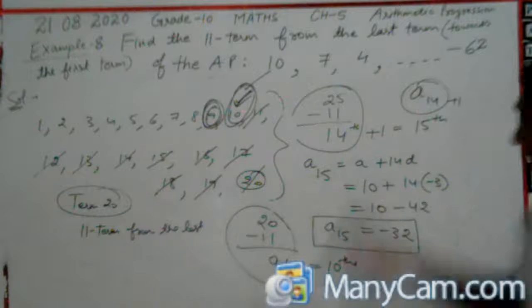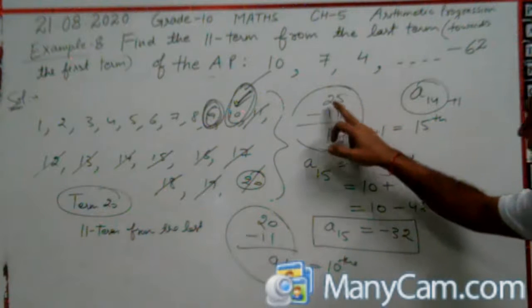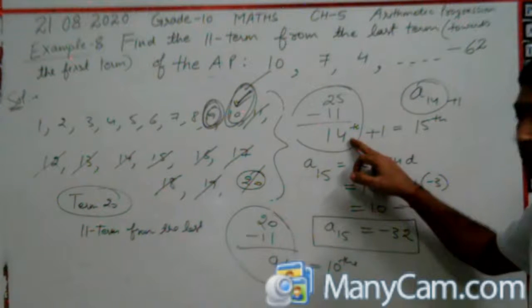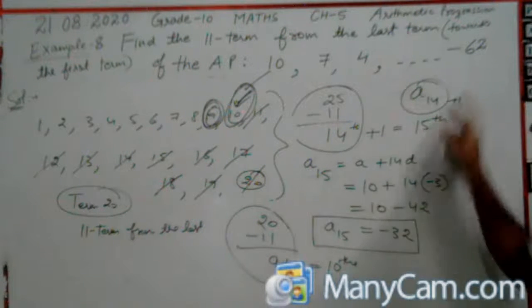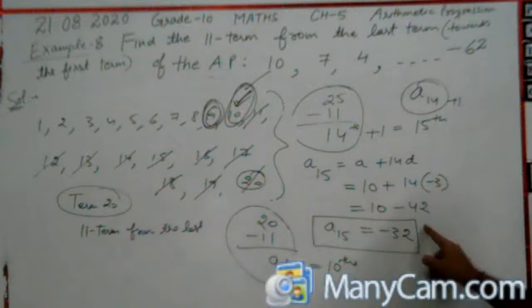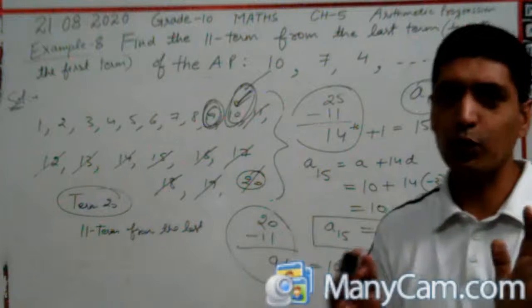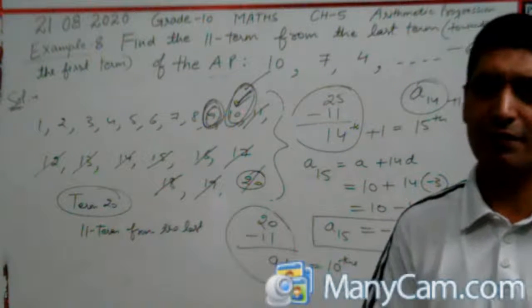So here, when we subtracted 25 minus 11, that is 14, that is not the required answer; we need plus 1. The next one, 15, gives minus 32. This is a little tricky. If you still have a problem, I will explain it in the next class also.